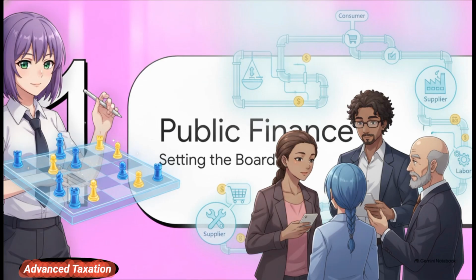To really understand this game, we first have to figure out who is actually paying the tax. You see, in public finance, there is a massive difference between the statutory impact, meaning who is legally required to hand over the cash, and the economic incidence, which is who actually bears the financial burden after market prices adjust. Think about it. A government might tax a corporation, right? But if that corporation just raises its prices to keep its profit margins exactly the same, well, it's actually you, the consumer, bearing the real economic incidence.